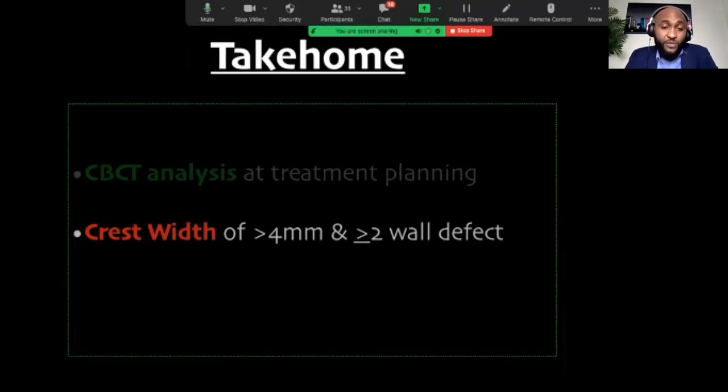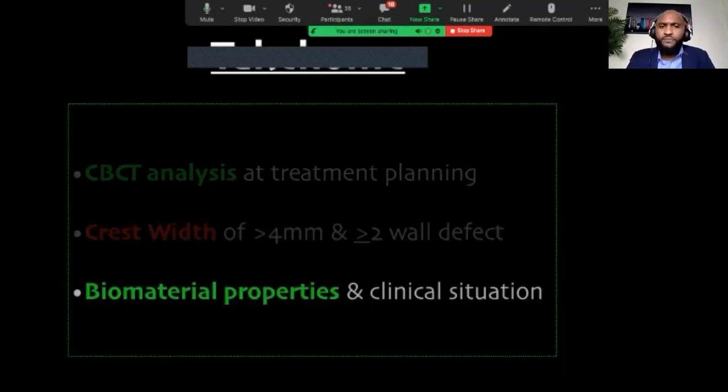That's a favorable defect, and that is a situation where you would place an implant and simultaneously graft. If those two are not achievable, then you'll need to graft and come back later to place your implant. That's important.